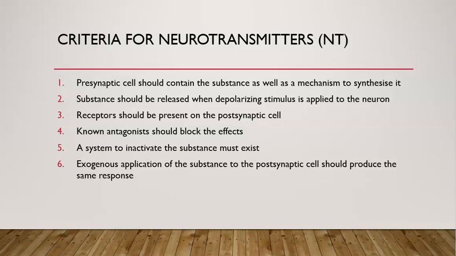First is that the presynaptic cell should contain this substance as well as some sort of mechanism to synthesize it. So with acetylcholine, that means it's synthesized in the presynaptic cell and stored there until it's ready. The substance should then be released when a depolarizing stimulus is applied to the neuron. There is then going to be some sort of receptor on the postsynaptic cell for our neurotransmitter to bind to.